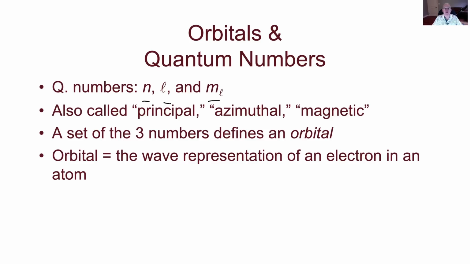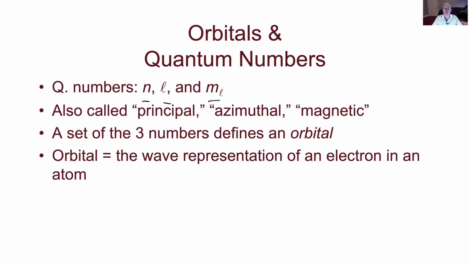If I know all 3 of those numbers, then I've defined what we call an orbital. An orbital is the wave depiction of an electron in an atom, or a place where we could think of an electron as being in an atom. And so what we're going to work towards now is building up what kinds of orbitals we can have based on the rules that govern these numbers.